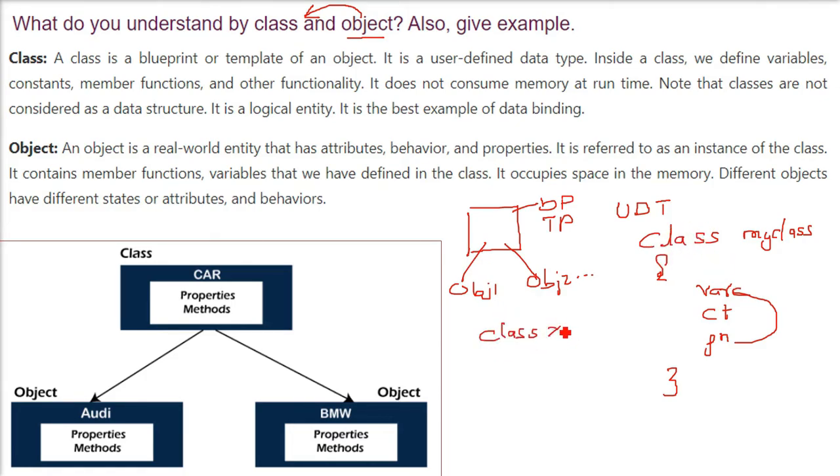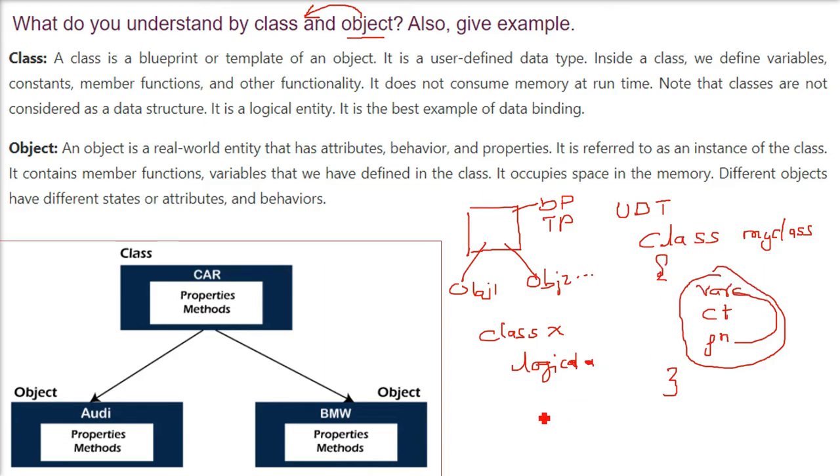Okay. Class is not a data structure. It is just a conceptual logical entity. When we create the object, then memory comes. So when you are encapsulating, variable and function are there, so it is called a binding. It does the data binding.